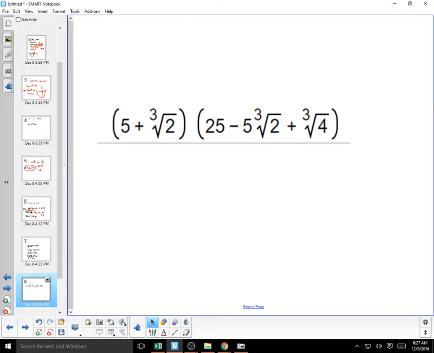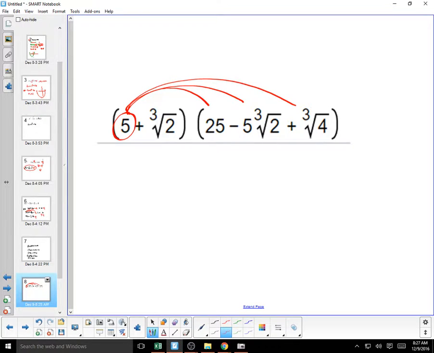Okay. So let's start with the first part of the binomial here, and we're just gonna distribute that. Let's go 5 times 25. That's gonna be 125. When I go to this middle one, it's 5 times 5, which is negative 25, third root of 2. And on this end, a positive 5, third root of 4. So I'm done with the first one.